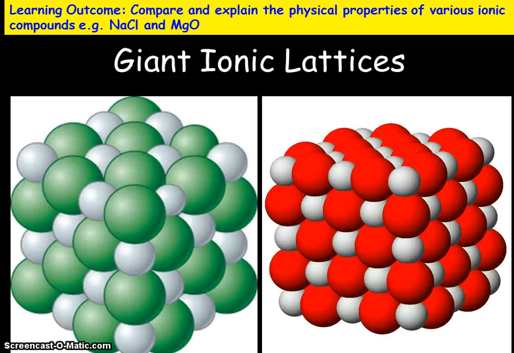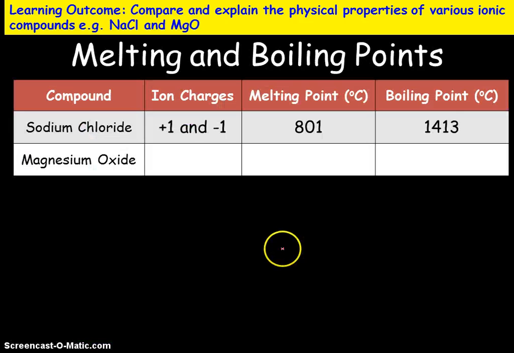Now, ionic compounds formed by these charged particles form giant ionic lattices, which you can see here. This is sodium chloride and this is magnesium oxide. These are the two you need to know about. This is the giant ionic lattice, this is their structure, and that determines a lot of their properties. So you can imagine that these are the positive sodium ions and these are the negative chloride ions, and the attraction between them is what's holding this lattice together.